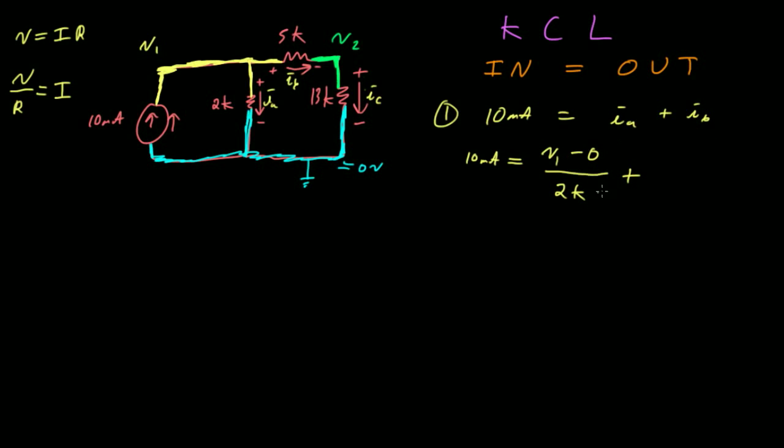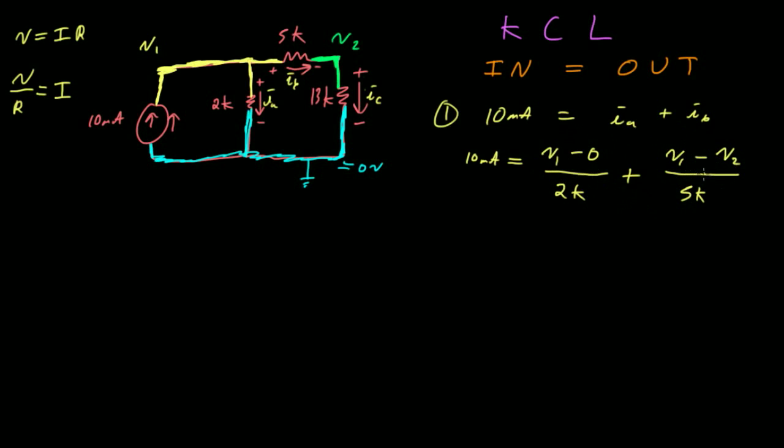The next thing I'm going to have to do is the same thing for my current IB. I've done that for IA, so now I just have to do the same thing for IB. For IB, I have the voltage difference across this 5K resistor. On the plus side, I've got V1, and on the minus side, I've got V2. So the voltage difference here is V1 minus V2, all of that divided by the resistance, which is 5K.